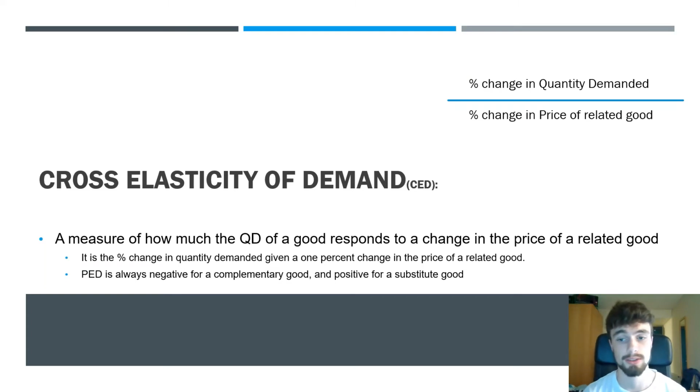That's because if the price of a complementary good, for example, tennis balls to tennis rackets, if the price of tennis balls goes up, the quantity demanded for tennis rackets will go down. And it's positive for a substitute good because if the price of Pepsi increases, then the quantity demanded for its substitute, Coca-Cola, will also increase. The formula for cross elasticity of demand is in the top right.